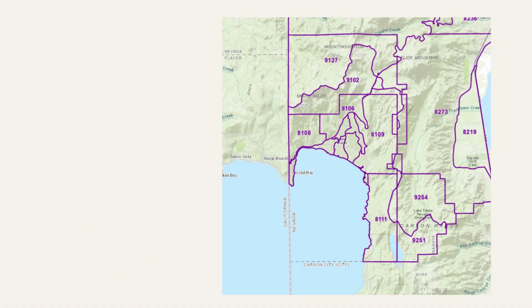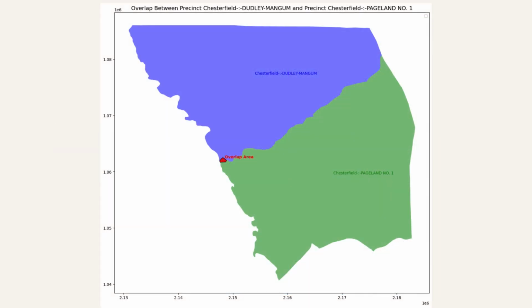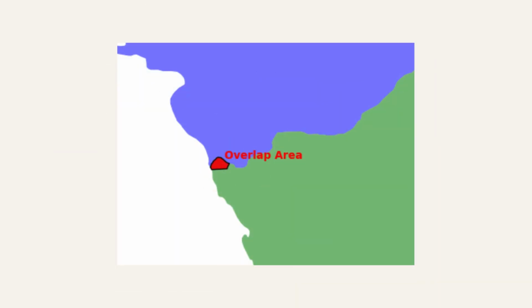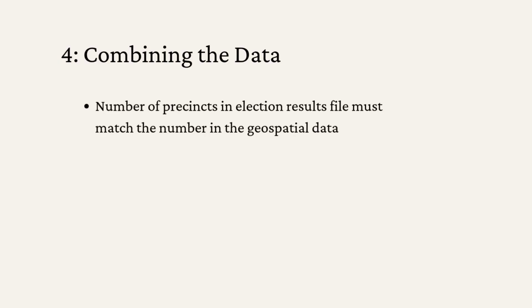In some cases, gaps may be purposeful. For example, if there is a large lake where no one lives and the county does not assign it to a precinct. But other gaps may not be purposeful, and overlaps rarely, if ever, are. Then, to join the precinct maps with the election results, both files must have the same number of precincts, and precinct names within the two files must be identical.